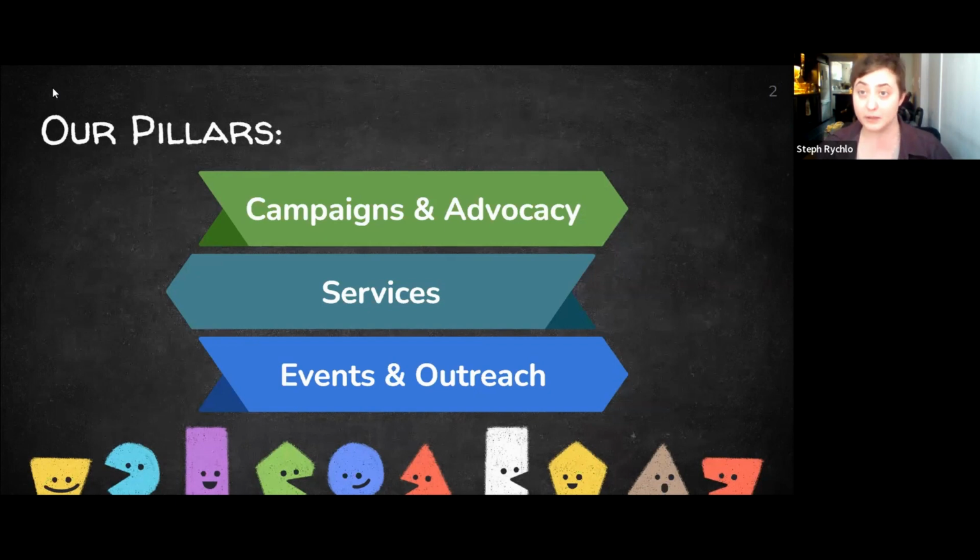We have three pillars that explain what we do. The first is campaigns and advocacy. We are an organizing space for campaigns on campus, student issues, anything that students want support on, you can come to us. We have membership services that meet the immediate needs of students. And then we also have events and programming that bring us together as a community.